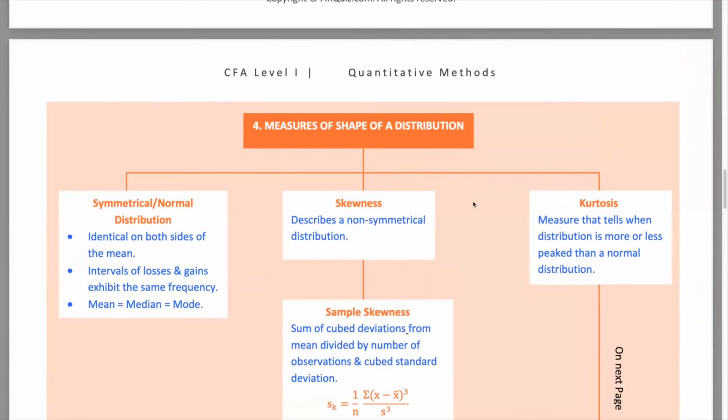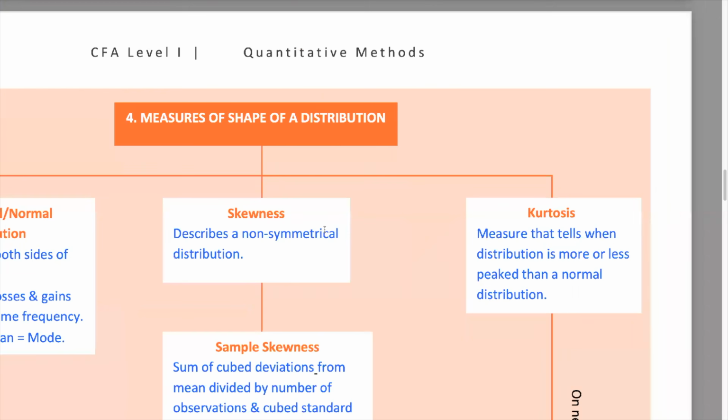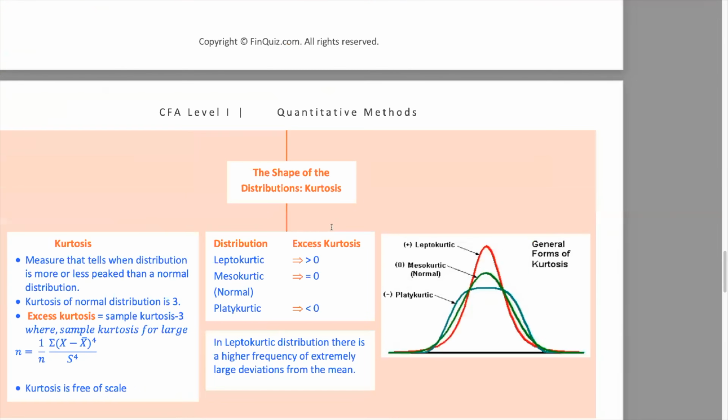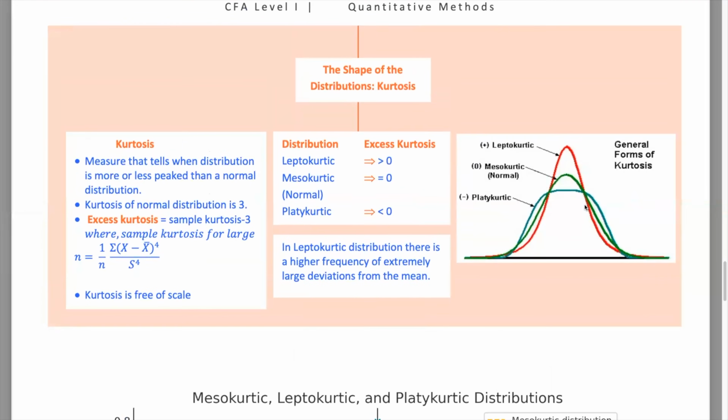All right, let's dive into kurtosis. This is an important measure to understand the shape of a distribution, specifically how peaked or flat it is compared to a normal distribution. To get a better grip of this, we'll refer to some diagrams that illustrate different types of kurtosis.